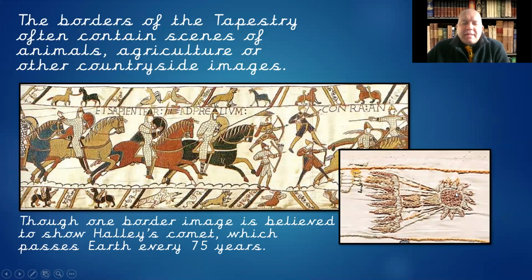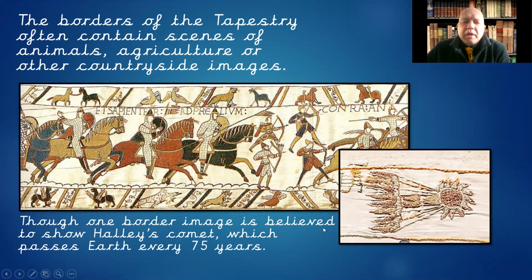One thing that appears in the border, though, is this image here. And anyone that's interested in space might have heard of Halley's Comet. Now, Halley's Comet is, well, it's a comet, surprise, surprise, that is orbiting our solar system. And roughly every 75 years, it's close enough to Earth that we can see it. And this was included in the Bayeux Tapestry.